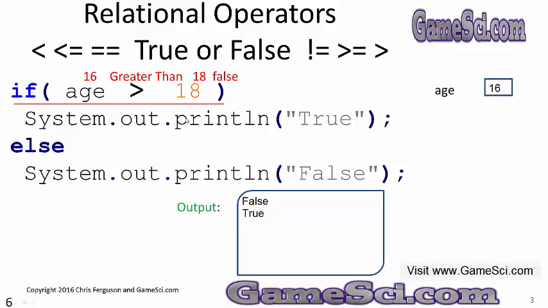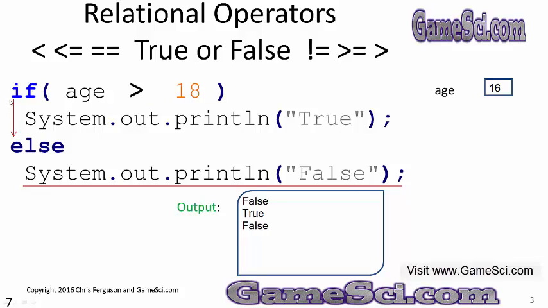to execute. With 16 in the age variable and looking at the greater than operator, 16 greater than 18 is a false. So during this particular execution of the code, since the condition is false, it will choose to execute the else portion of the code and will output the word false, and you'll see false show up here.